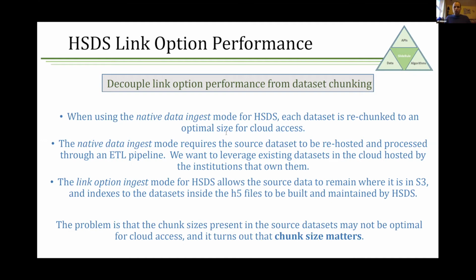So what we are finding is when you do a native ingest into HSDS, it takes your H5 file and it breaks it up into the optimal size chunks for being stored in the cloud. And so if you take an H5 file and you just ingest it through HSDS and you access it through HSDS, we saw very little degradation in performance. Now there is an option though to do it instead of ingesting it through HSDS, to store that file off to the side in its original format and have HSDS just point to it. And we call that the link option.